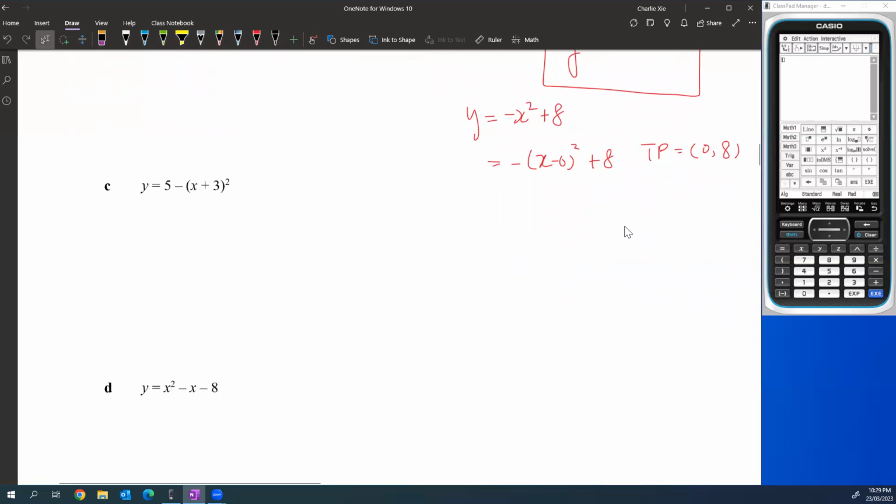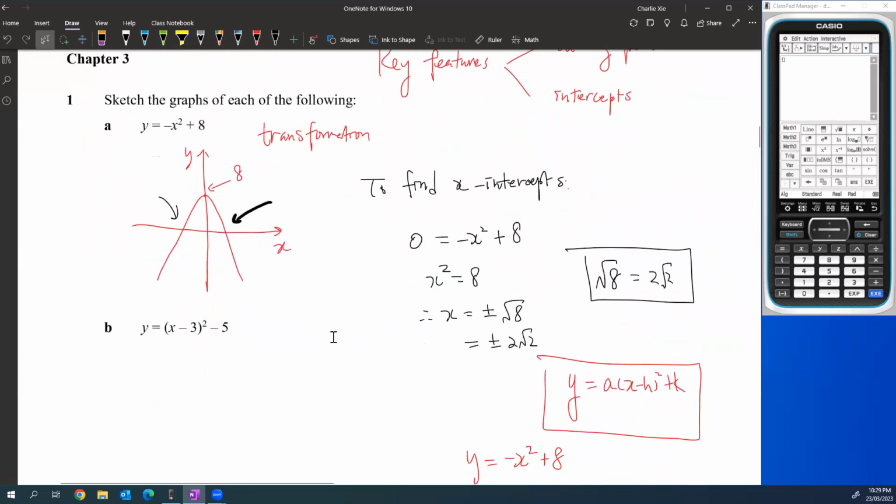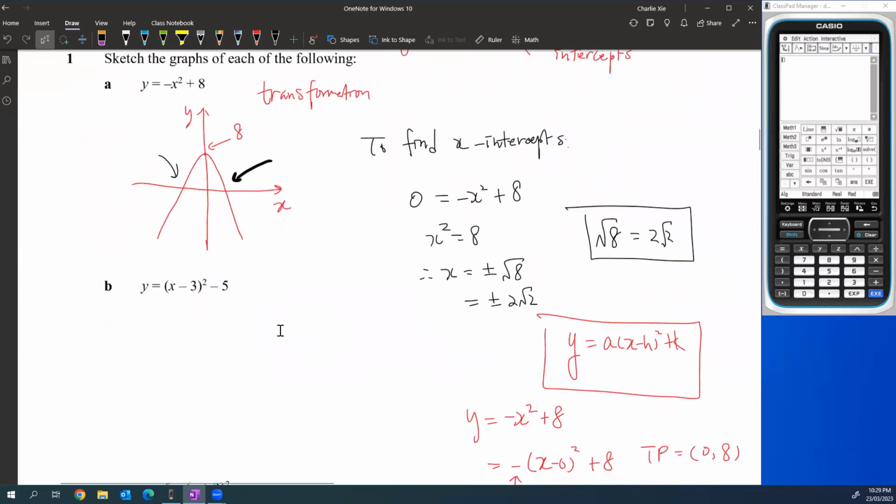Let's look at your turning point (0, 8). The dilation factor is negative, so your graph is a sad face. Of course, you have to go through the same process of finding x-intercepts by letting y equals 0. That's part A, and then we look at part B.